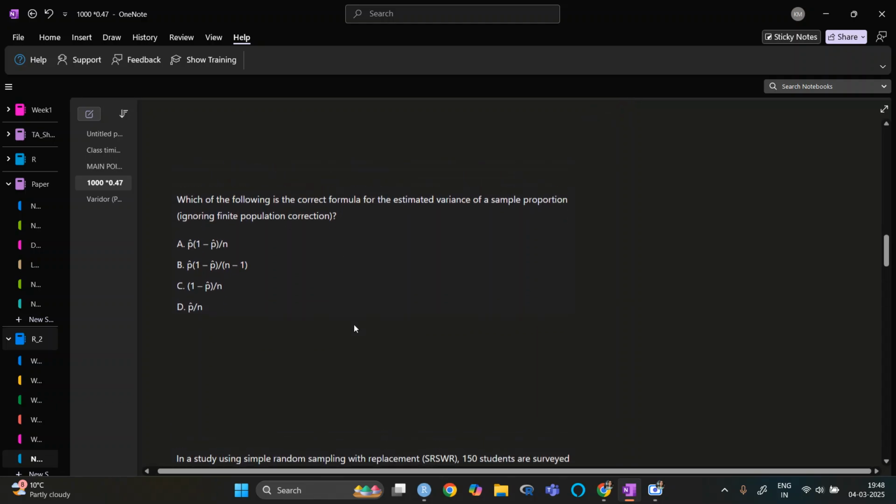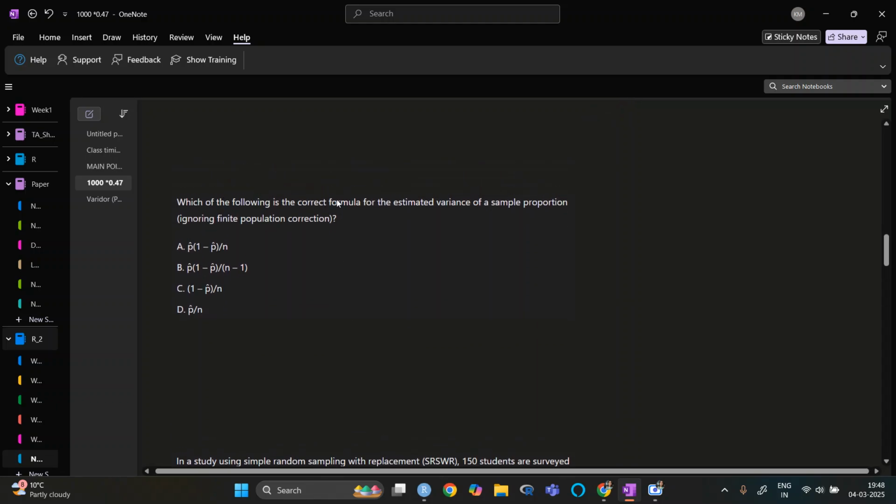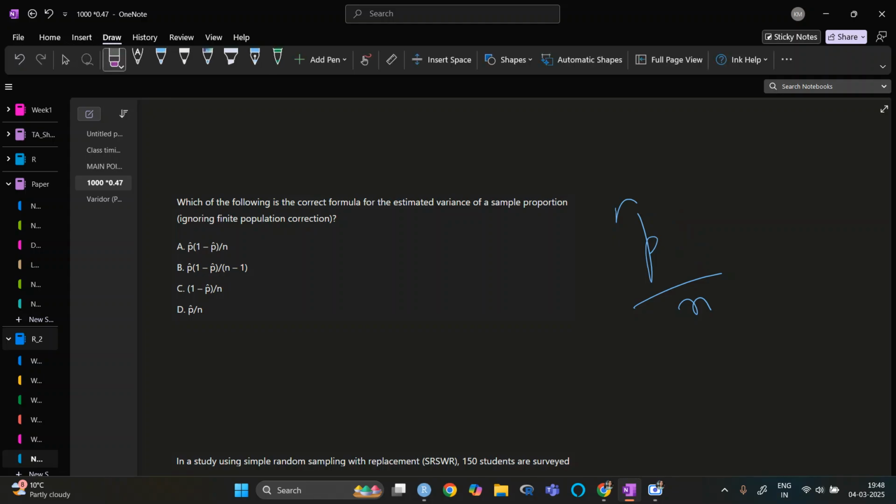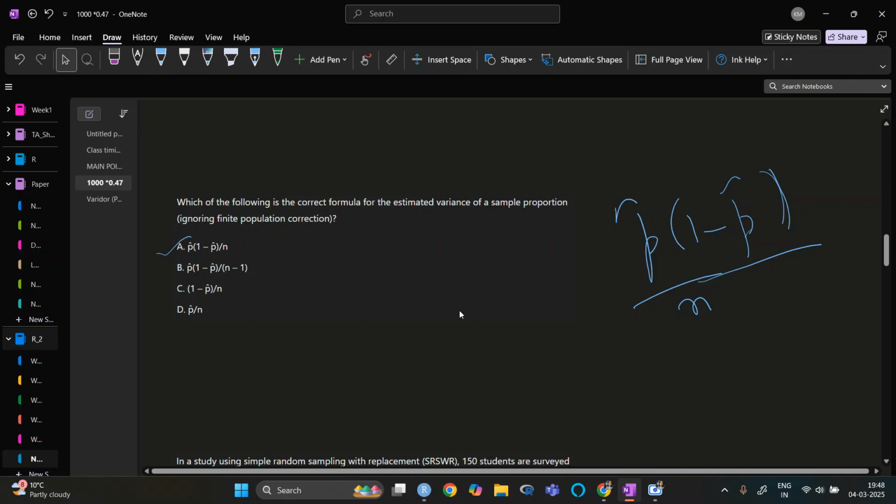Now, which of the following is the correct formula for the estimated variance of the sample proportion? We have just done it. It is basically PQ upon n. When estimating, it is P bar Q bar. Q bar we do not estimate, as I have said. When we estimate P bar, we write Q bar as 1 minus P bar. So P bar times (1 minus P bar) divided by n will be the estimated variance.